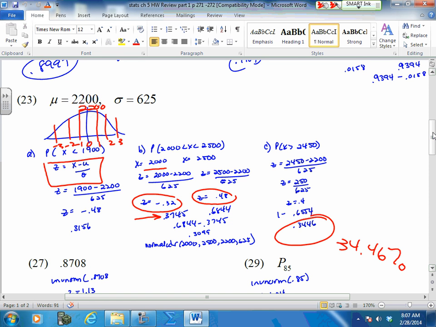Is that all kind of making sense? Tying in together? That's the most important part of this whole thing. Percents, probabilities, make sure that they kind of tie together.